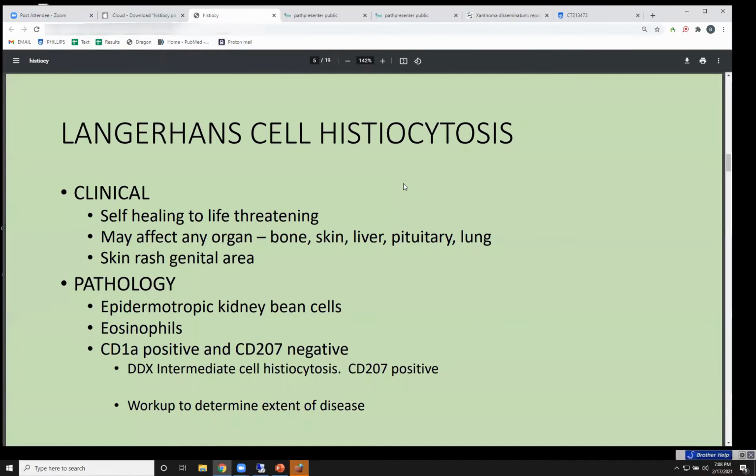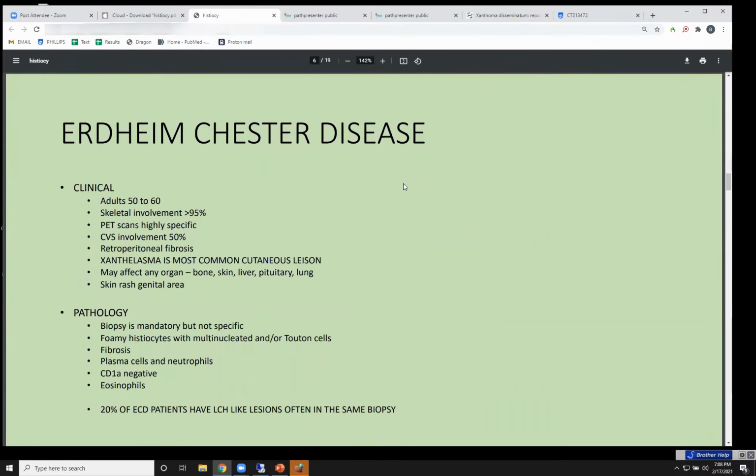So now I'm going to move to the next one of the Langerhans group, Erdheim-Chester disease. This usually presents in adults about mid-50s. Occasionally, pediatric cases have been reported. It's made with histology and clinical and radiological tests. Skeletal involvement is greater than 95%, and PET scans are very effective and specific to diagnose the skeletal involvement. Often there's cardiovascular involvement, about 50%, and importantly, there's retroperitoneal fibrosis.